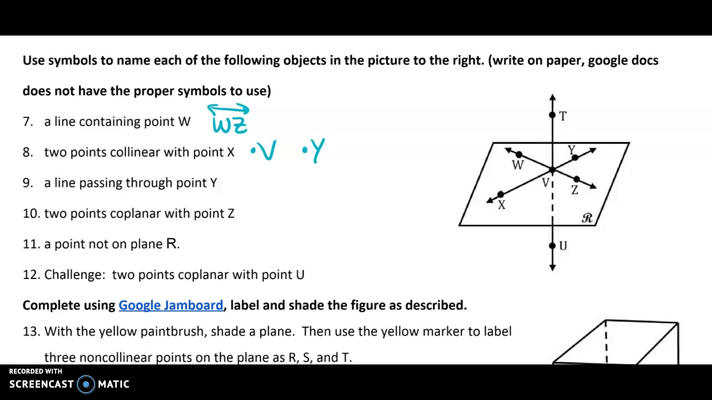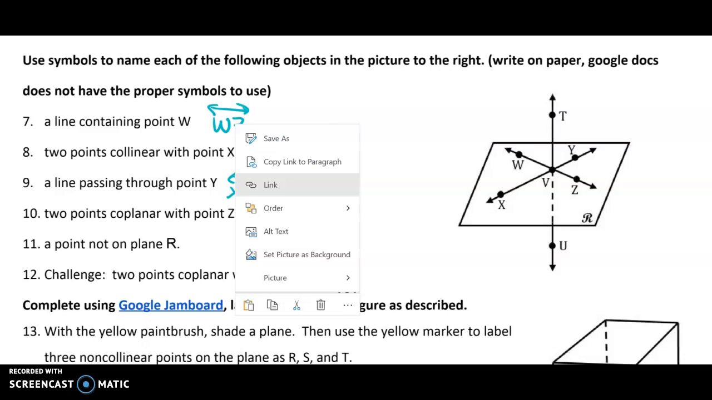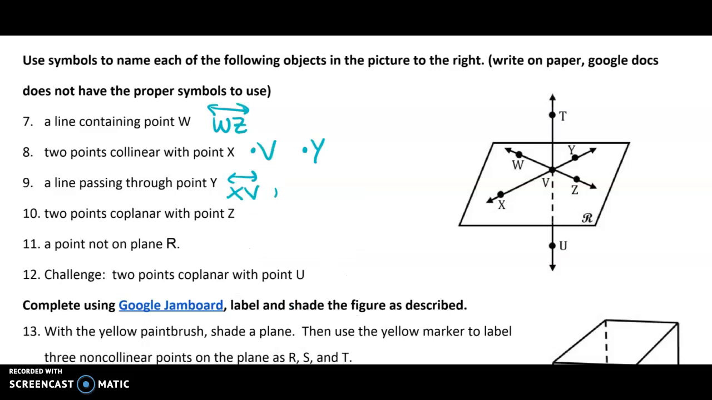A line that passes through point Y would be, and you could name this a couple of ways. You could say line XV or line BY or line XY. And then obviously all those backwards as well. Because the difference between 7 and 9 is this has the line passing through it while this is just containing. So you want to actually see the line here. This one doesn't necessarily have to be seen.